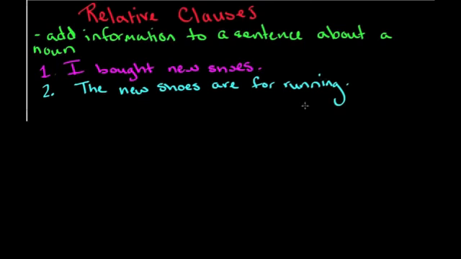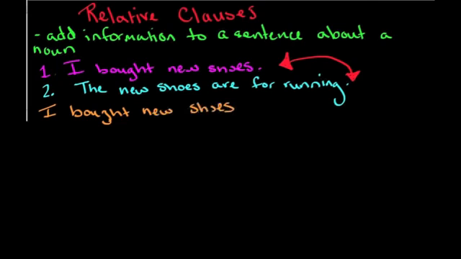Now, what we can do with a relative clause is we can combine these two sentences, which sounds more fluent and it makes communicating easier. So let's take a look at how we would do that. I bought new shoes which are for running.